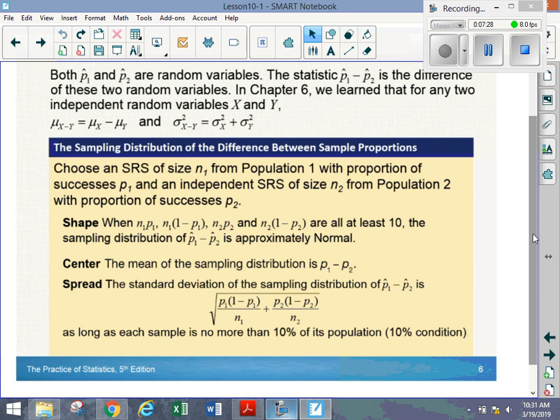Like we said, the mean of that sampling distribution is going to be the one proportion minus the other proportion, as we looked at when we looked at the Fathom stuff. And then here you go. The standard deviation is this groovy little formula. And I'll show you exactly where to find that on your handy-dandy formula sheet.